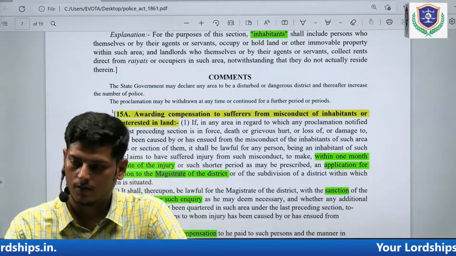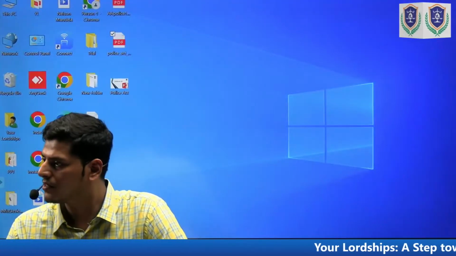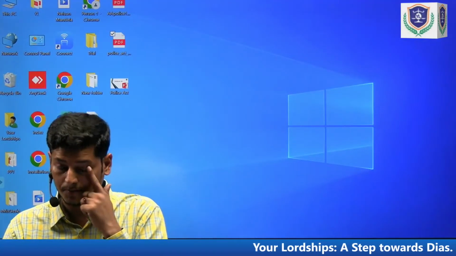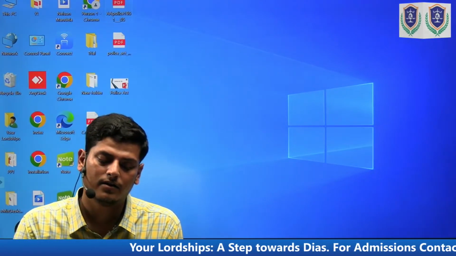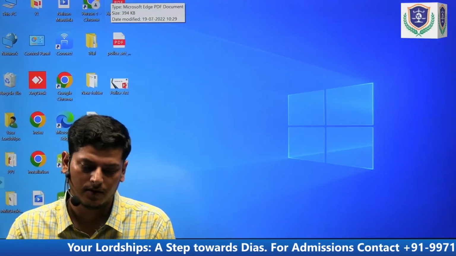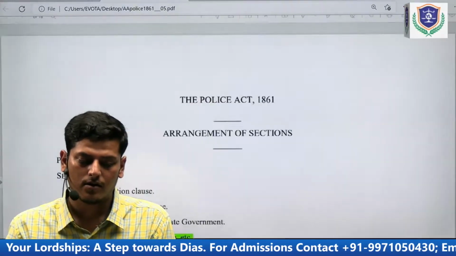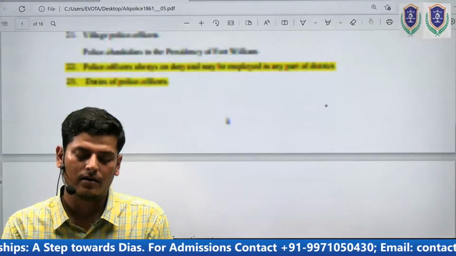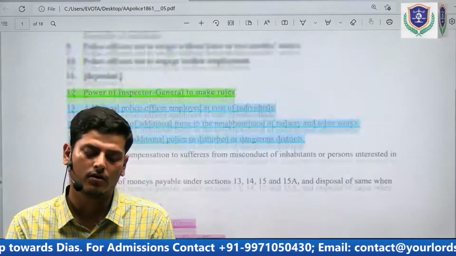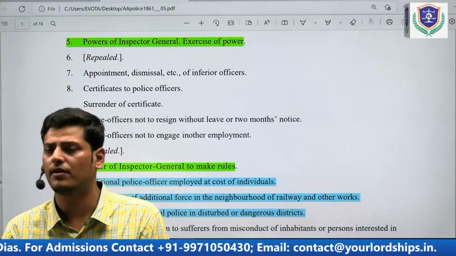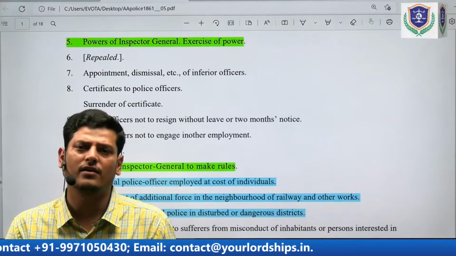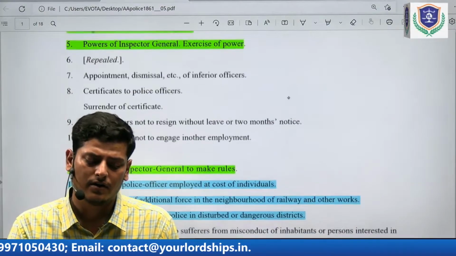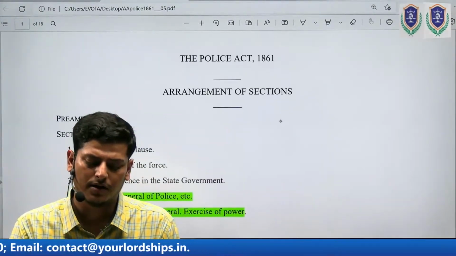Hello, friends. So, we'll continue our discussion from yesterday. In yesterday's class, we had dealt with sections 1 to 15. And in that class, we had a broad idea of what this Police Act is all about. It's a central legislation. Some of the categorizations within the Act we dealt with in yesterday's class.